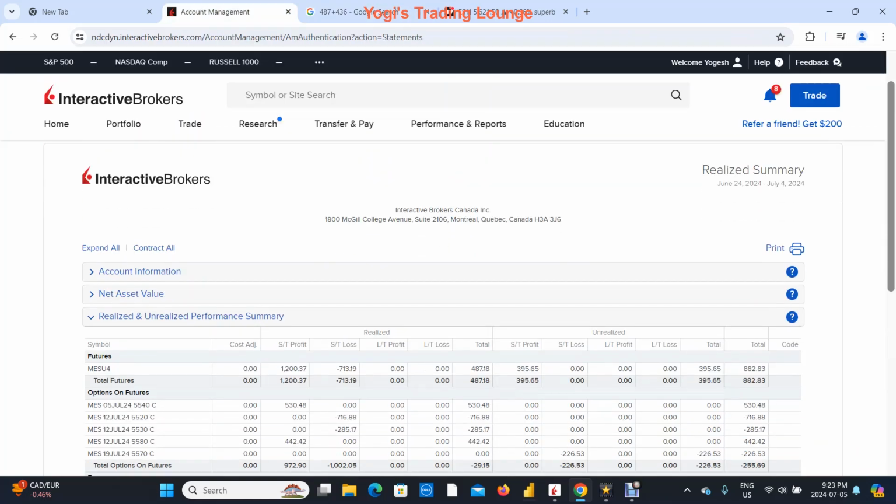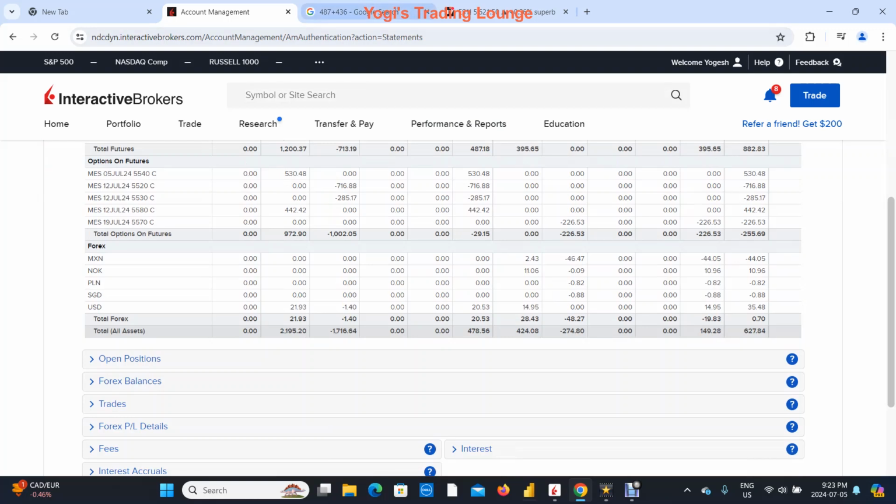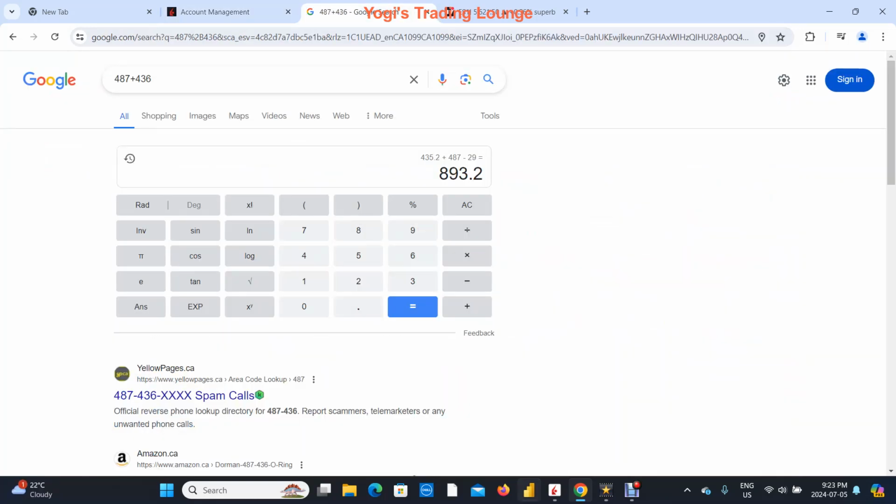And now we will see what the return on utilized capital is. So divide by 5300. It's a cool 17% return on capital, return on utilized capital. So yeah, I'm pretty happy.